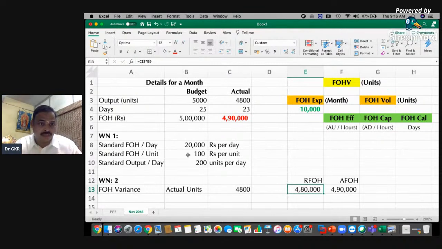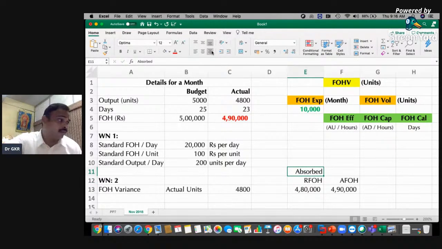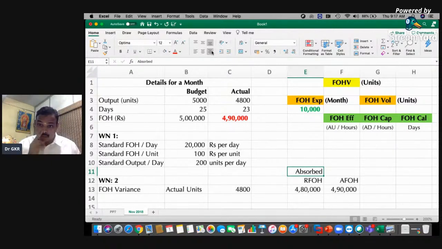So fixed overhead for that month, what do you call it? This is called absorbed fixed overhead, recovered fixed overhead. You are going to do absorption costing, that is chapter number 4. So this is recovered or absorbed fixed overhead for your actual units. It's called absorption.